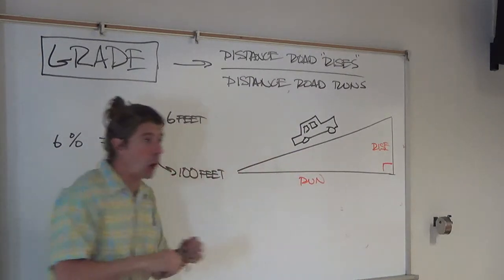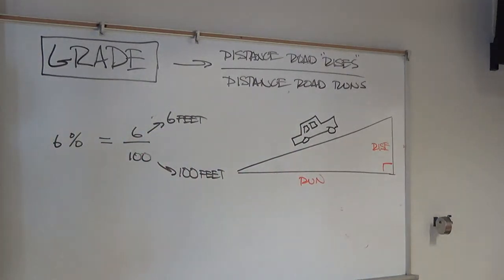Your car sits on that tilted part. I call it tilted, sort of jokingly. It doesn't have to be tilted. It could be perfectly flat, or it could be perfectly vertical. Hopefully not. Hopefully we're not building roads that are perfectly vertical.